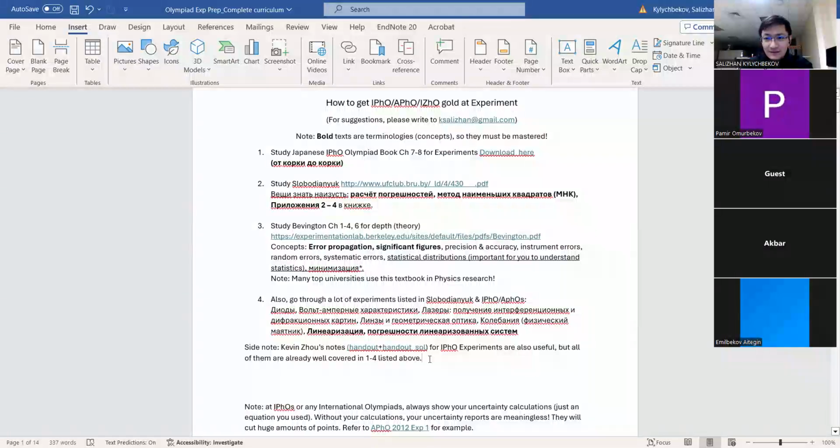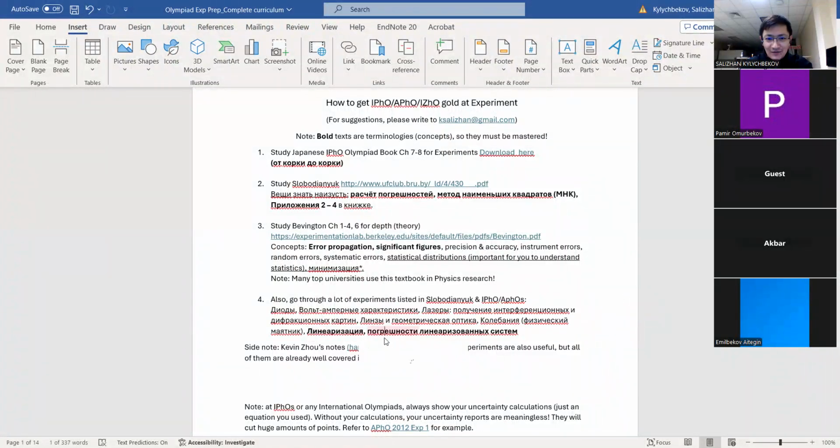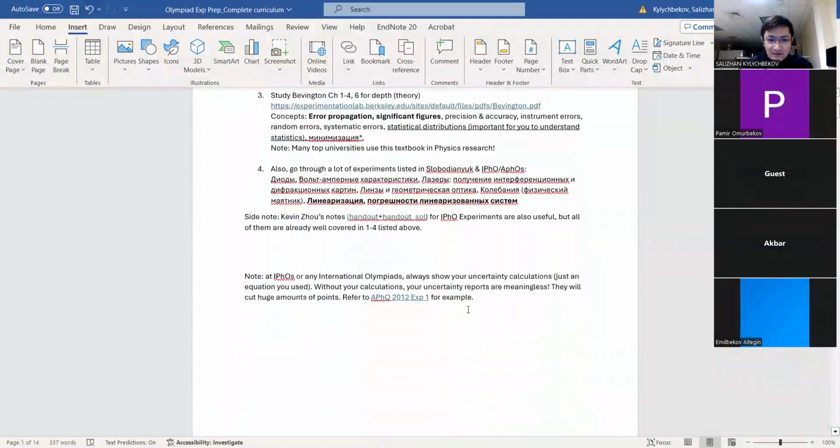They all do, I mean, all of the IFOs do the same thing, which is linearization, right? They test linearization. They test error propagation and error calculations, uncertainties. And that's it. These things basically repeat every single IFO. It's just the variables change, 1 year it's electromagnetism, the other year is lasers, the other year is mechanics and so on. But the techniques are always the same and they are very simple. And knowing them, you will get at least 10 points from there.